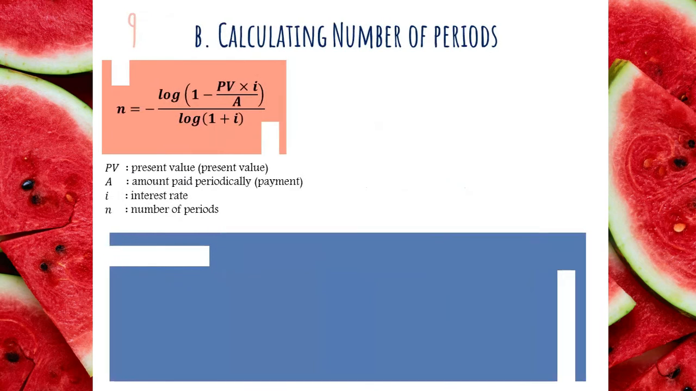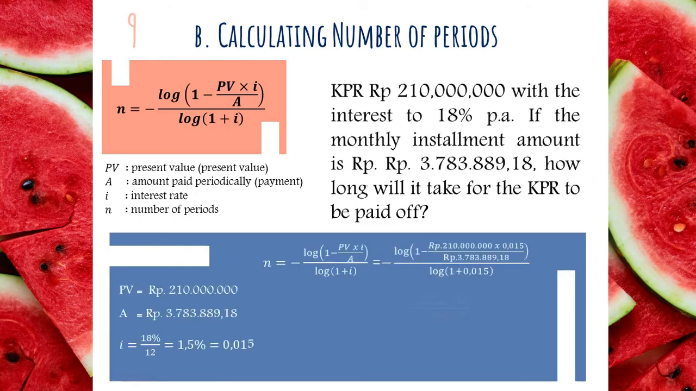The second point of present value is calculating the number of periods, and from the formula of PV, we get n is log of (1 minus PV times i divided by A), divided by log of (1 plus i). Example, and from the formula of n, we get n is 120 months, or we can say 10 years.